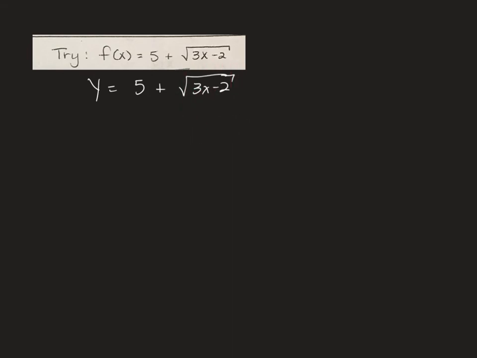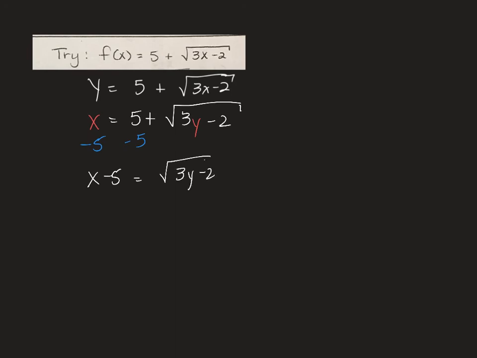Oh, no, I'm sorry. I'm ahead of the game. Let's switch stuff up. So let's make this x equals 5 plus the square root of 3y minus 2. Now we want to get rid of that 5, okay? So now we're going to subtract 5 off of both sides. X minus 5 equals the square root of 3y minus 2.